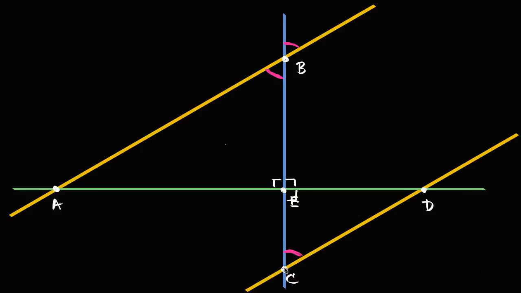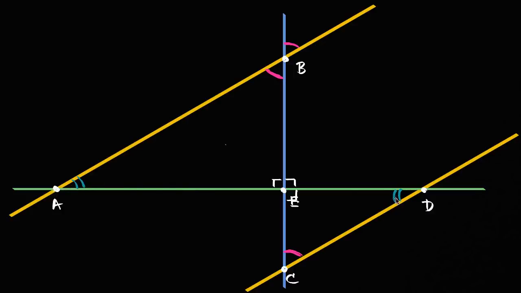Well, if you look at triangle CED and triangle ABE, we see they already have two angles in common. So if they have two angles in common, well, their third angle has to be in common, because this third angle is just going to be 180 minus the other two. And so just like that, we notice all of the corresponding angles are the same in both of these triangles.